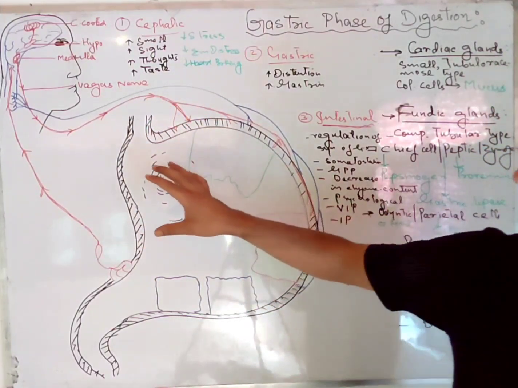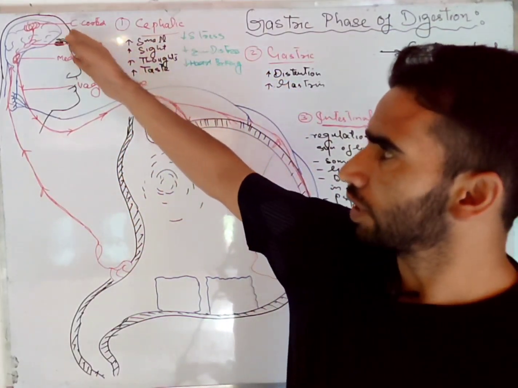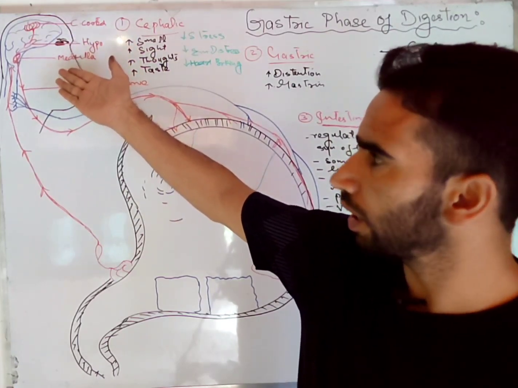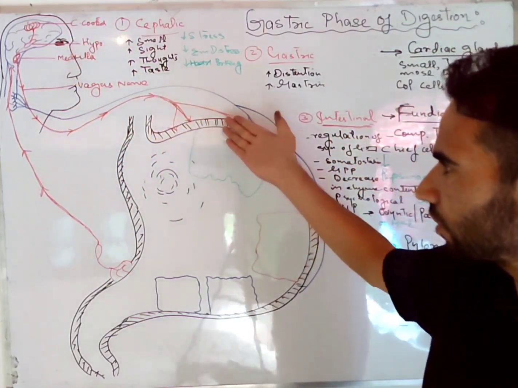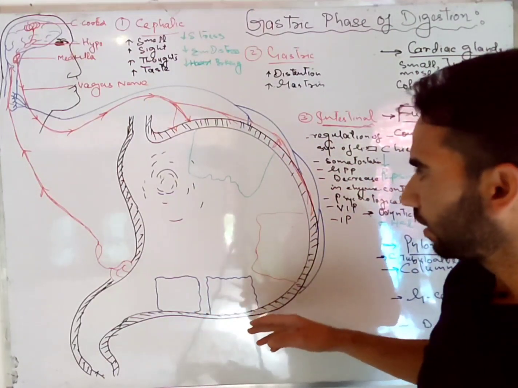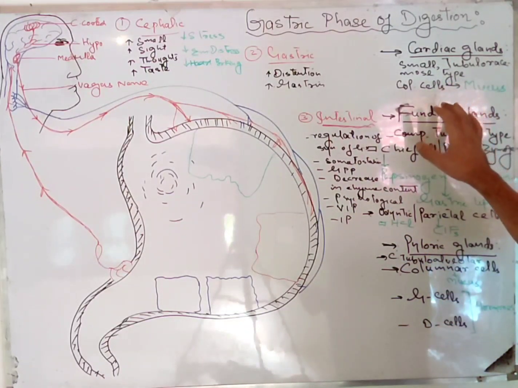But the main mechanism here is that once these things induce your cerebral cortex, then it directs your hypothalamus, that indirectly directs your medulla oblongata, and through the vagus nerve it sends messages to your stomach wall for the respective synthesis by the respective cells of the different types of gastric glands.